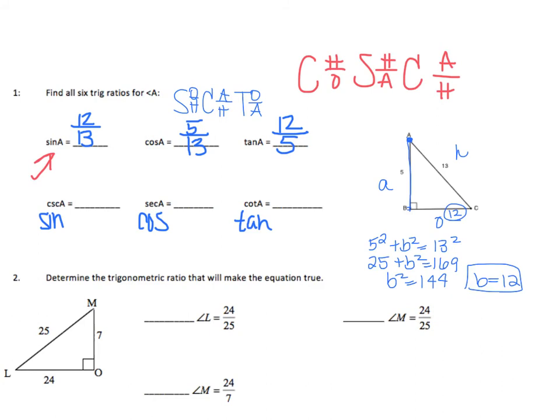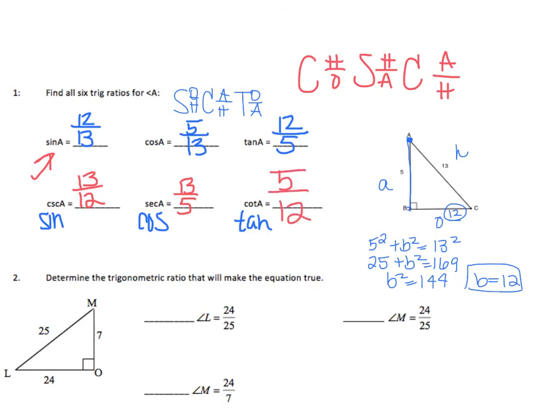So cosecant, the first one is the reciprocal of sine, so it's going to be the hypotenuse over opposite, so 13 over 12. Secant is going to be hypotenuse over adjacent, so 13 over 5. And cotangent is going to be the adjacent over the opposite, which is 5 over 12.